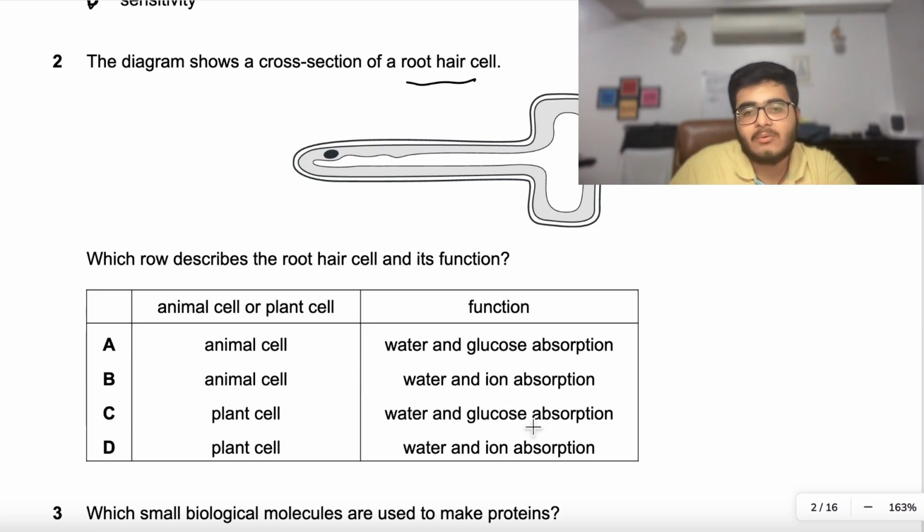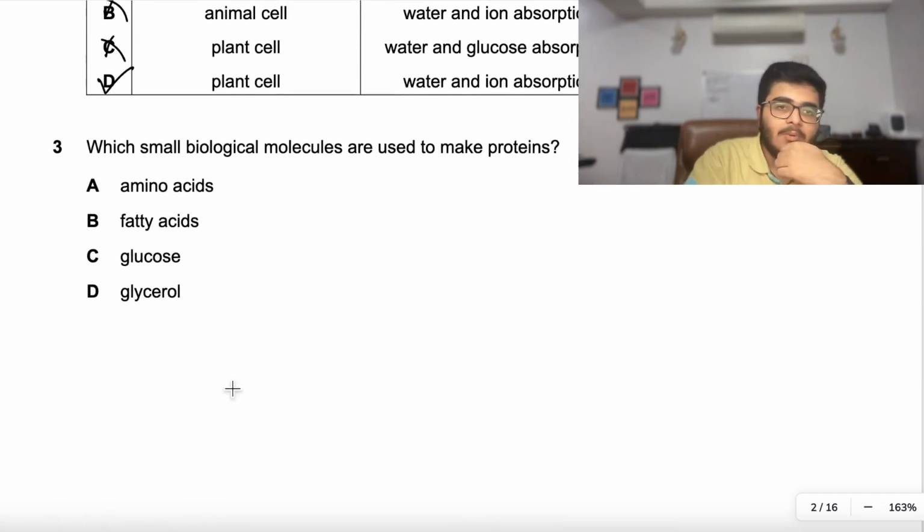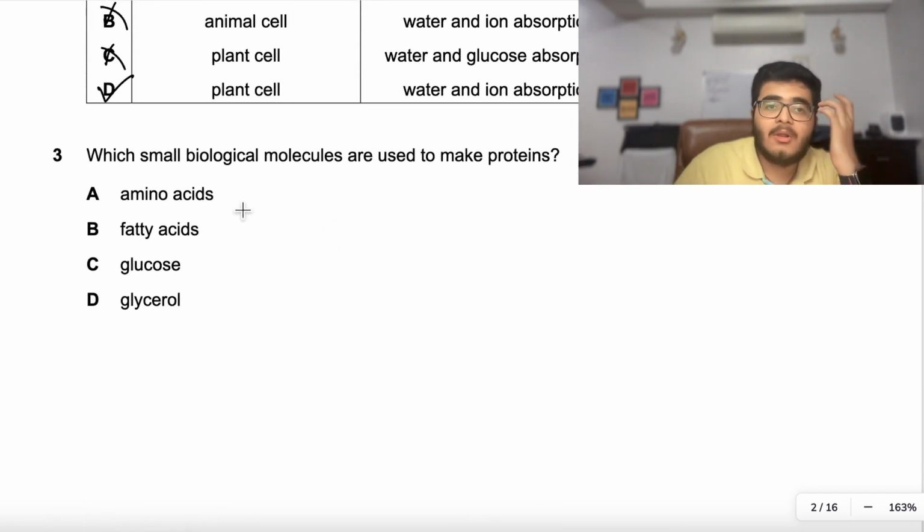Why not water and glucose? Because there are more ions than glucose that it absorbs, right? So correct answer will be part D. Since it's not an animal cell, we'll eliminate part A and B, and since it's not only uptakes glucose, we are going to eliminate C also. Correct answer is D. Question number 3 says, which small biological molecules are used to make proteins?